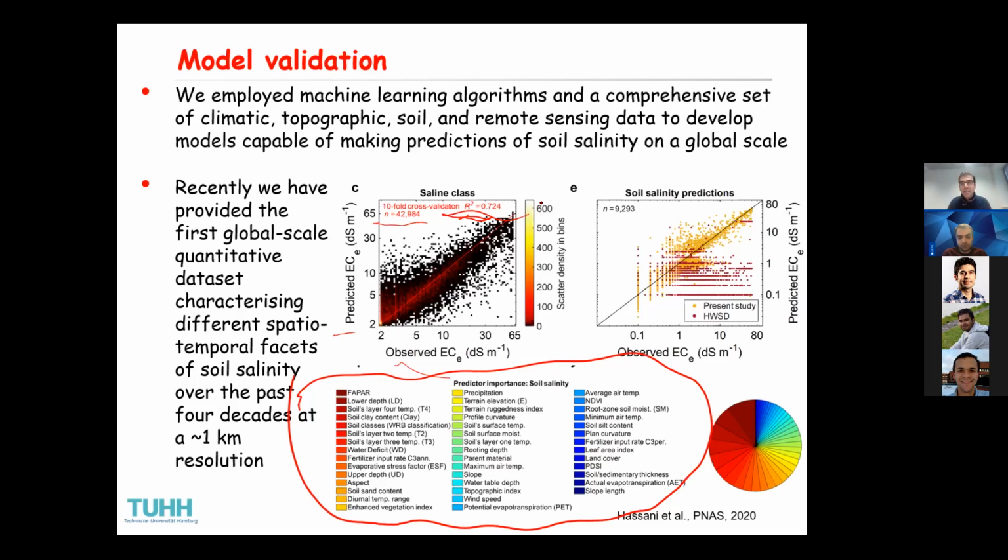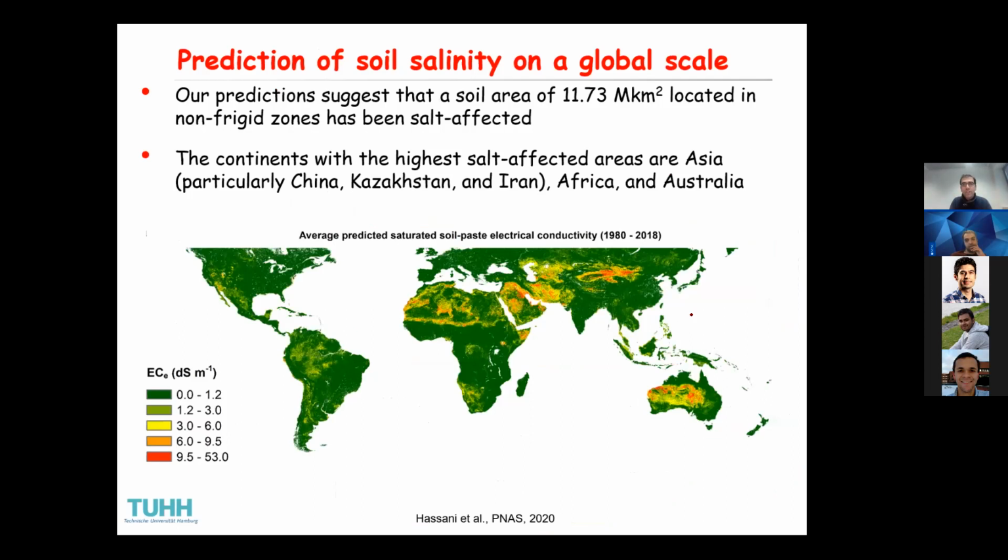And just to give you an idea how good it is, this is the prediction versus the observed value. The orange or yellowish color is our prediction, and the brown color is the prediction from HWSD when it is compared with the observed values. The HWSD is a very common database that is used for description of the salinity on a global scale. For example, FAO, UN, they use this database. Okay, and now I have my model. Then I can predict the salinity with a spatial resolution of 1 kilometer on a global scale.